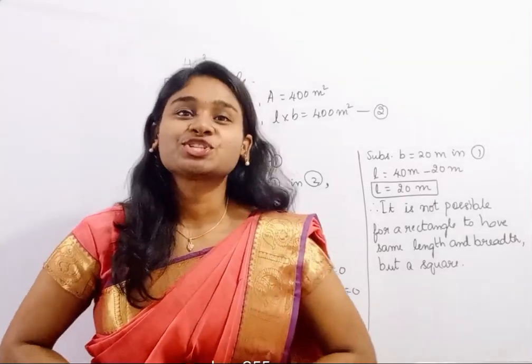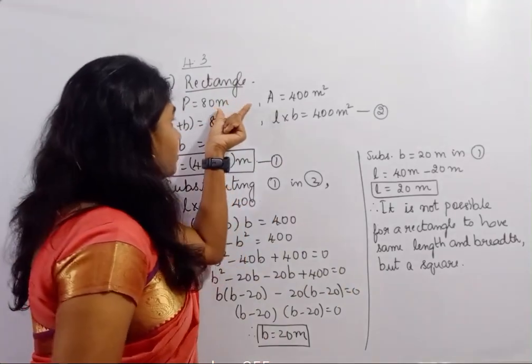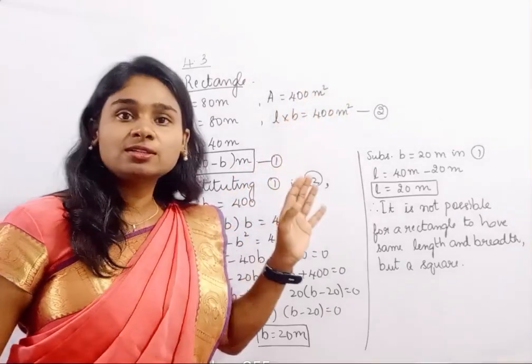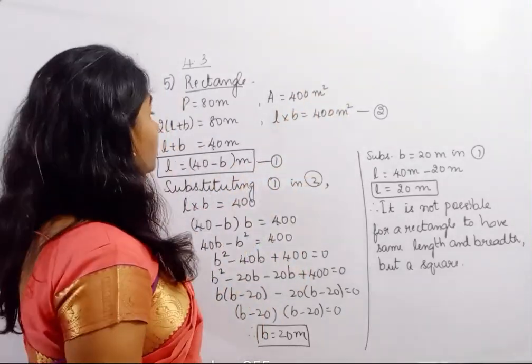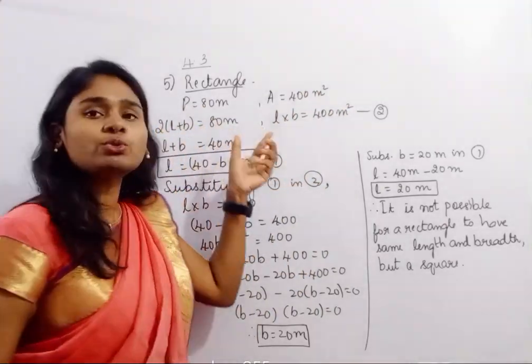Let us solve the fifth question of exercise 4.3. So now it says the perimeter of a rectangle is 80 meter and the area of that rectangle is 400 meters square. So now we know what is the perimeter of a rectangle, isn't it? So 2 into L plus B is equal to 80 meter.